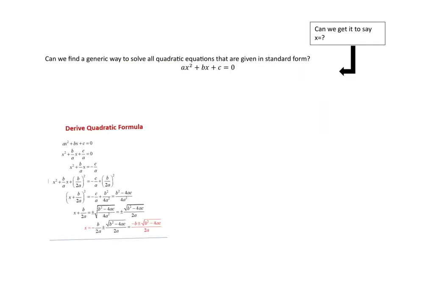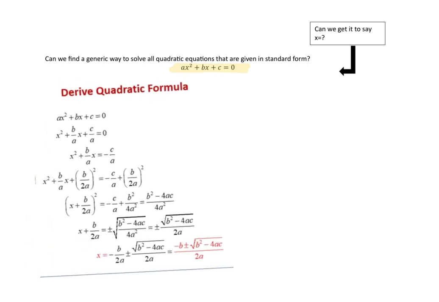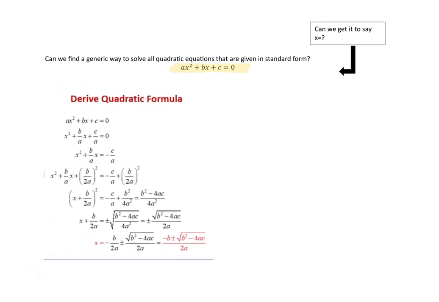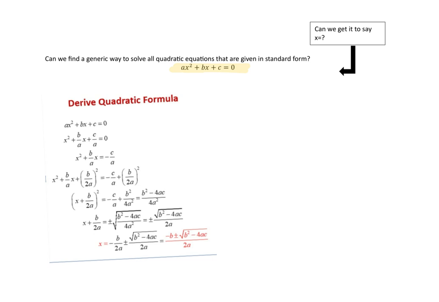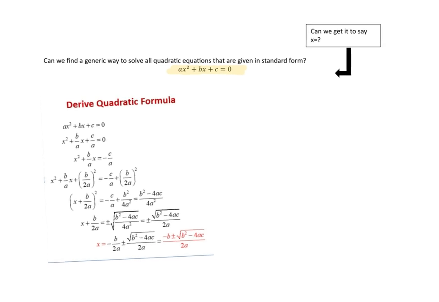Could we find a generic way to solve all quadratic equations when they're given in standard form? If you're given any quadratic that looks like ax squared plus bx plus c equals 0, can you rewrite it so it says x equals? Somebody a long time ago, I'm not sure who it was, I could look it up, but I did not, came up with a way to solve that so it does say x equals. And they did it by completing the square.